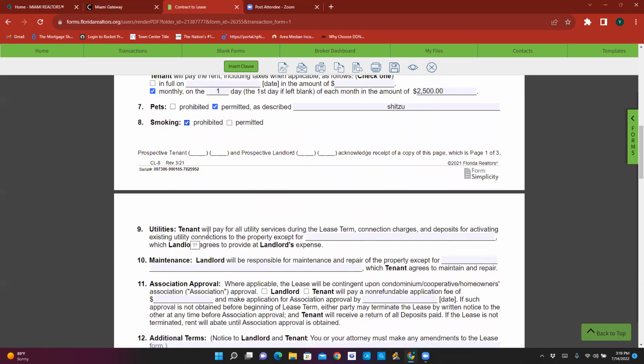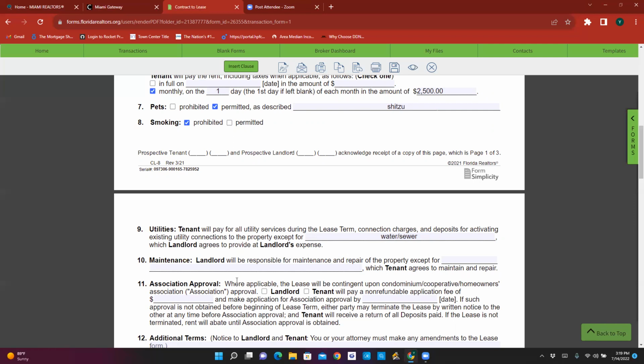Utility section. Tenant will pay for all utility services during the lease term, connection charges, and deposits for activating existing utility connections to the property except for. So this is basically stating, for instance, in a lot of condominiums, the tenants don't pay for water and sewer. So if, for this particular property, they didn't have to pay for the connection charges and deposits for activating those utilities, I would just put that here. And if they were responsible for it, then I wouldn't put anything here because it says except for, which means that the landlord agrees to provide those services at the landlord's expense.